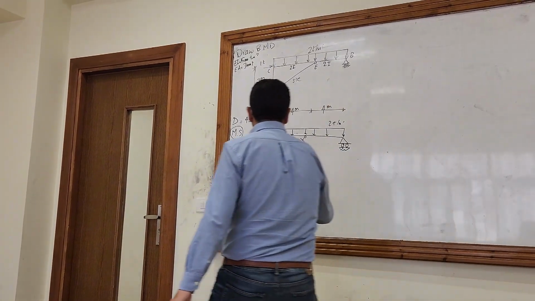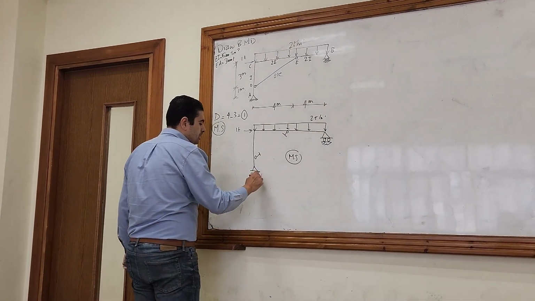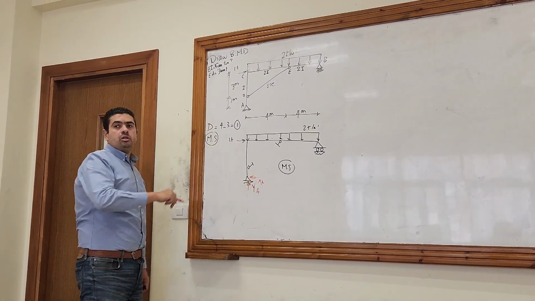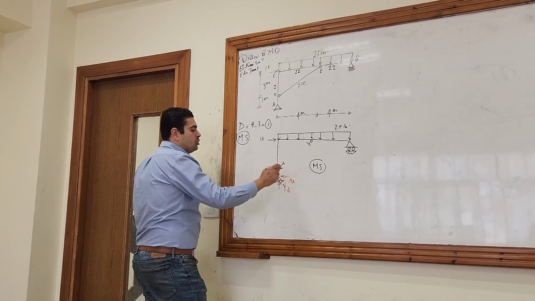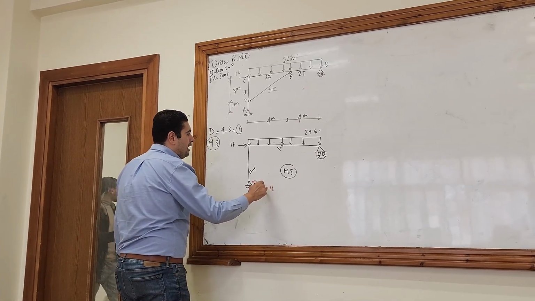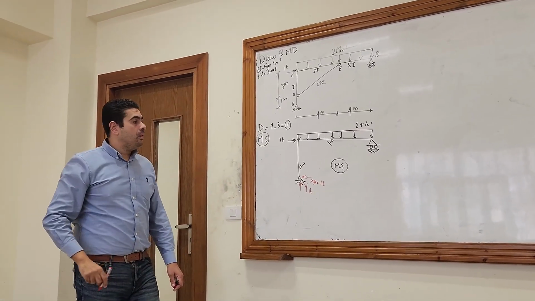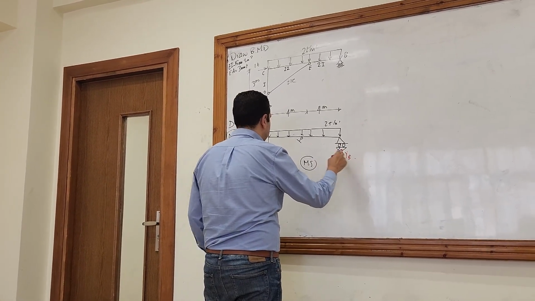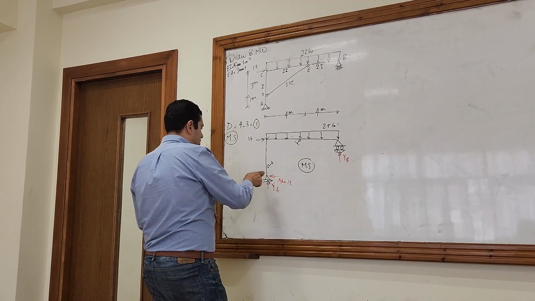I have XA and YA. And XA will be to the left. I have only one horizontal load. So XA has to be equal to 1 ton, and to the left from the other side. And here there is YB.